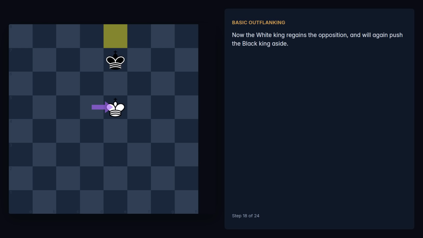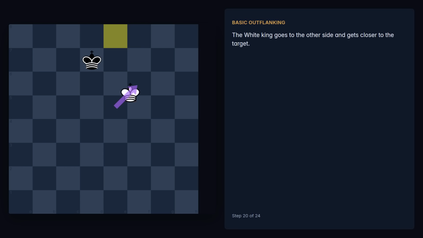Now the white king regains the opposition, and will again push the black king aside. This time the black king goes left. The white king goes to the other side and gets closer to the target. Black retreats again to the square it was supposed to guard. White moves with the opposition against it. Black needs to step aside.